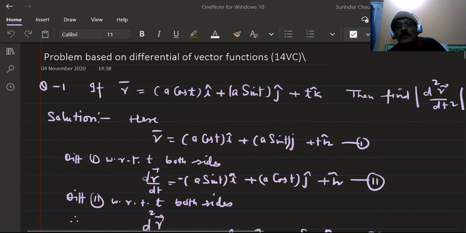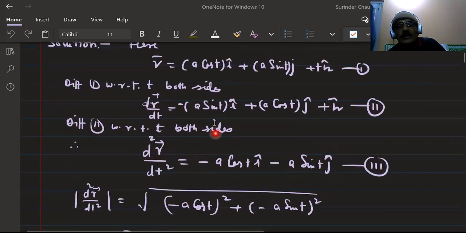Now again, for the second derivative, differentiate the first derivative with respect to t. Now again, minus a constant, derivative of cos t is minus sin t, i is constant, plus a constant, derivative of cos t is minus sin t, minus will be here, k is constant, the derivative of the constant is 0. Now the magnitude of a vector is the square root of the sum of the squares of the components.